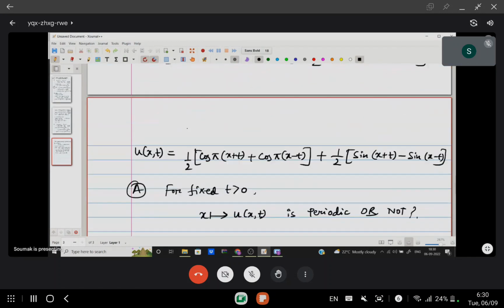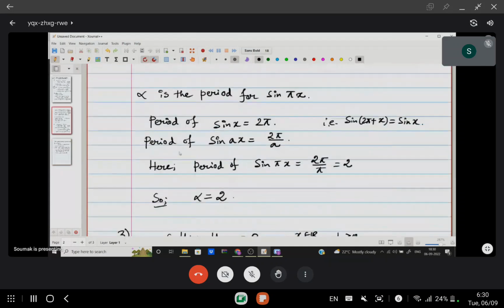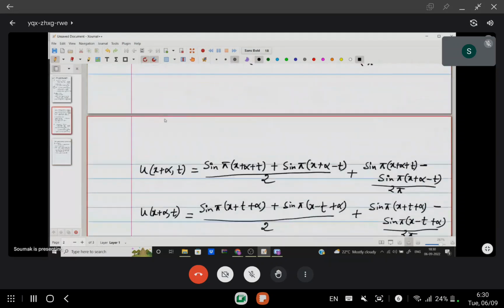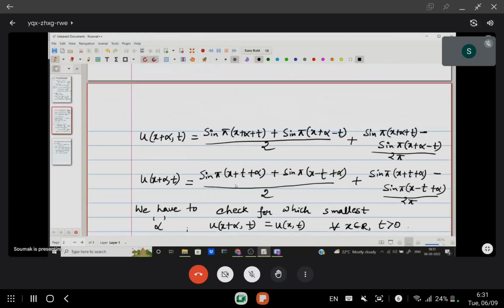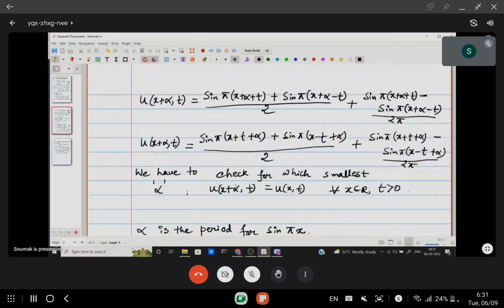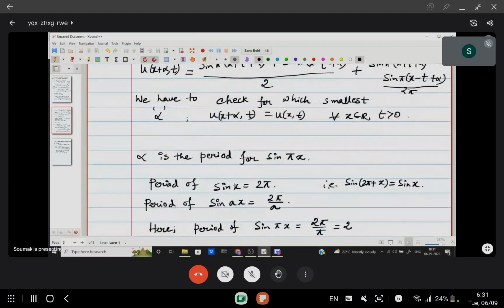In the last problem that I solved, this is my u(x,t). Is it visible? Maybe you were not there at the time. Okay, no problem. Here u(x,t) depends on sin(pi(x+t)) plus sin(pi(x-t)) plus again a sine term. So here you have to find the period for u also.